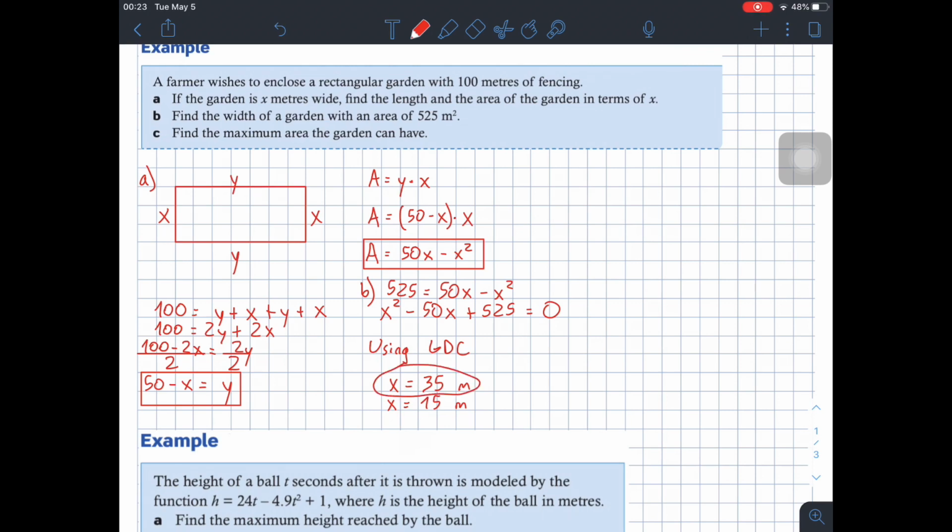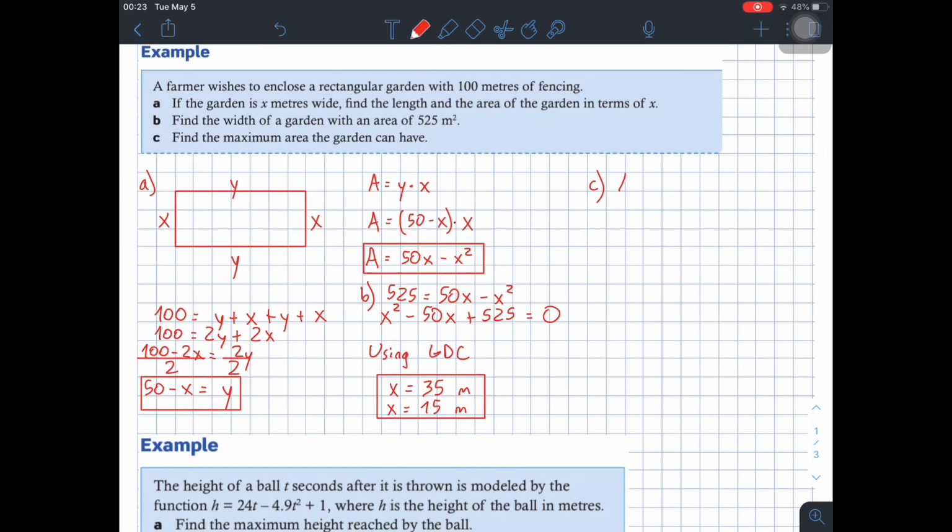Okay, that's why we're getting two values of x. One corresponds to the width and the other corresponds to the length. Okay, so I'm gonna stay with both results for now because both of them are valid. So we're gonna see then part C. It says find the maximum area the garden can have. If you take a look at the equation of the area, let me write that here.